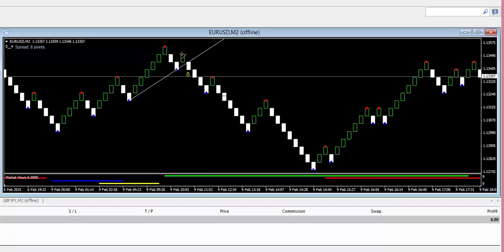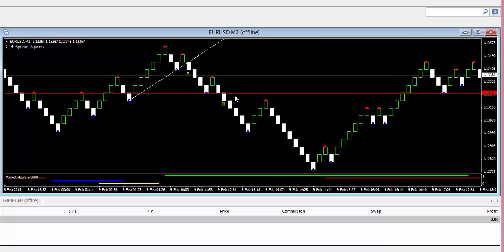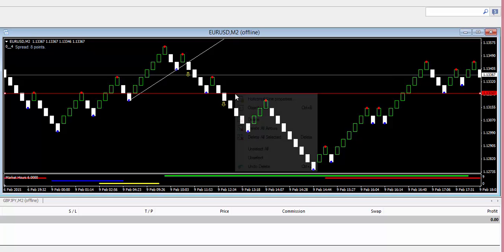Then our second entry would have been this horizontal break. If you had missed that entry, you would have got another opportunity right at this location here. Again, you can see that this bar broke this horizontal trend line, so the price action crossed this trend line, and that again signals an entry on the downside, so we simply take a sell position.